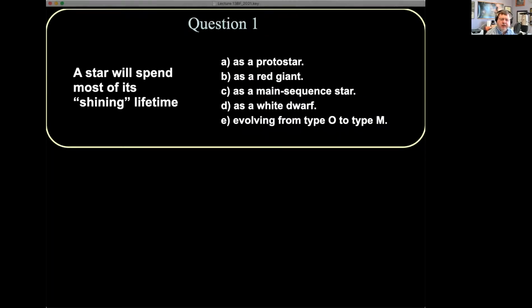Okay, so a star that will spend most of its shining lifetime: A is a protostar, B is a red giant, C is a main sequence star, D is a white dwarf, E evolving from type O to type M. Okay, and you all got this correct, that a star spends 90% of its life as a main sequence star.